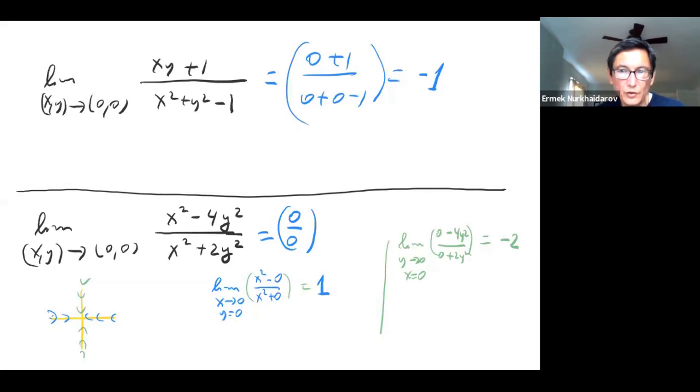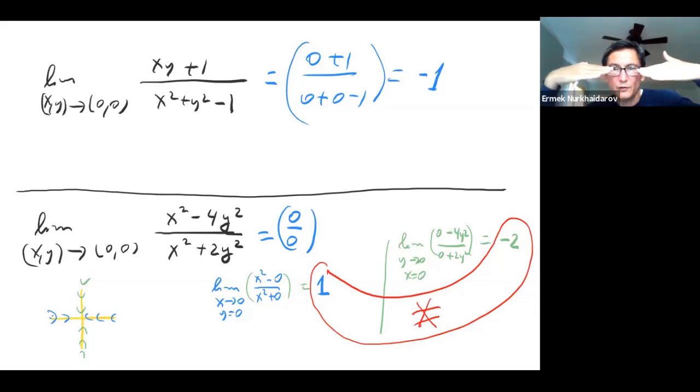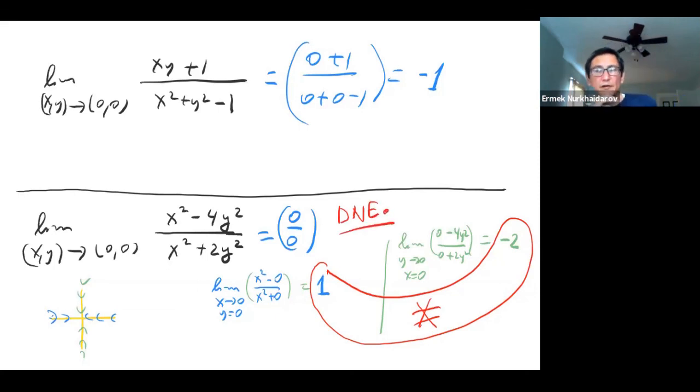So what is our conclusion about the limit? Look at the numbers. They're not equal. So approaching one way, you got the number 1. Approaching the other way, you got the number negative 2. The numbers do not coincide. So we conclude the limit does not exist, because we got different answers by approaching along different paths.